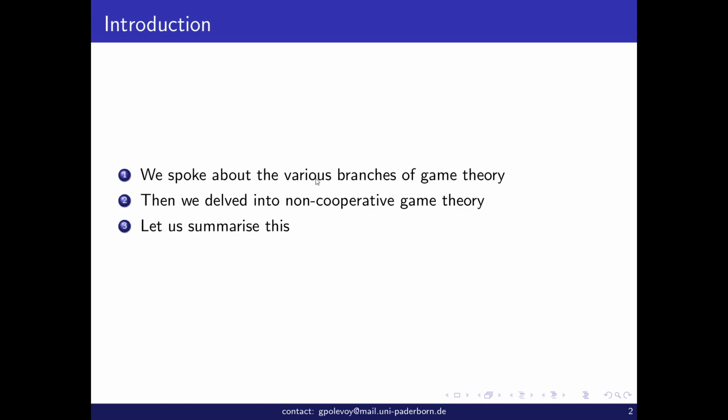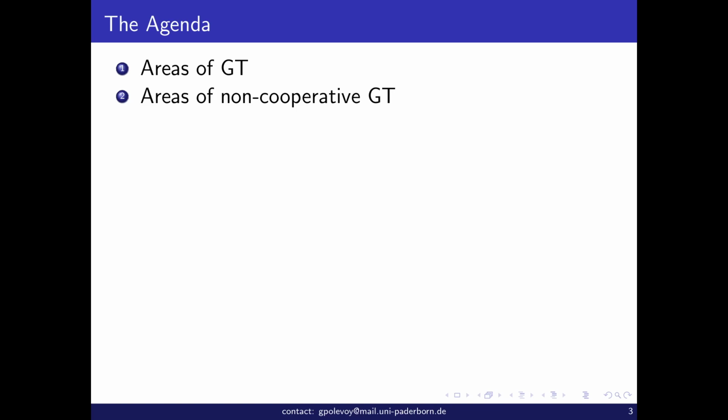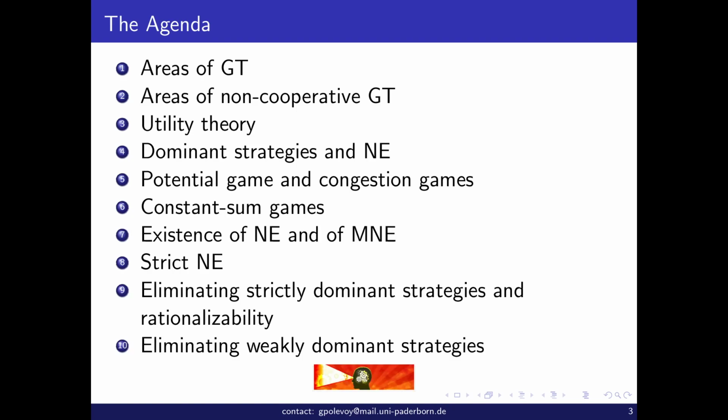And now let us give a more detailed summary of the course. So what we are going to look at is first the areas of game theory, at least the areas we looked at. Now we delve and look at the areas of non-cooperative game theory. First, we also discuss the assumptions and the results of utility theory we use, which is important because it models what agents want. Then we are going to look at the concrete areas.